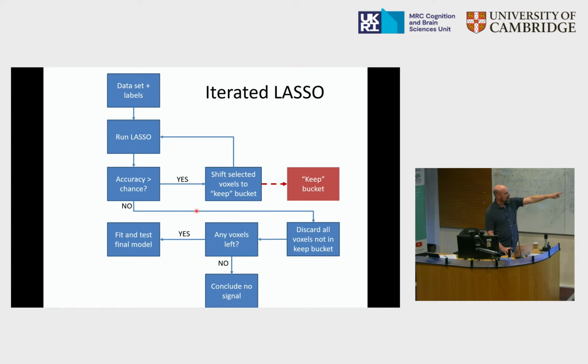But we can take everything we put in the keep bucket, which is now multiple iterations of lasso. That's our feature selection phase. Now we can fit a final model to just those using an L2 regularizer, so something that's going to spread the weights across everything in the bucket.